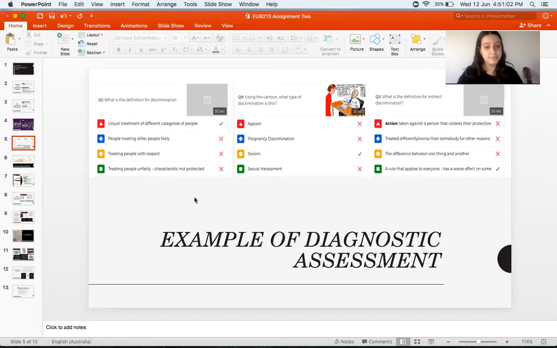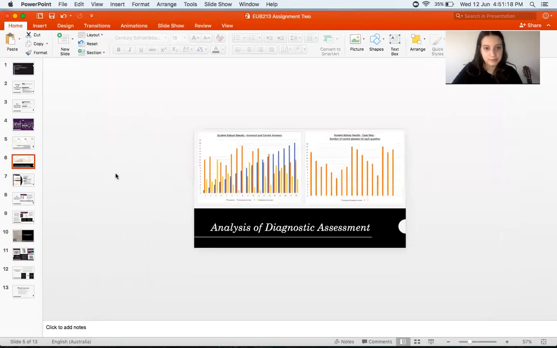So you can see there's a definition part. Then they had to use the cartoon to see what type of discrimination it was, which was quite interesting, seeing the different results in that. And then they also had another definition. So those were different types of examples of questions.